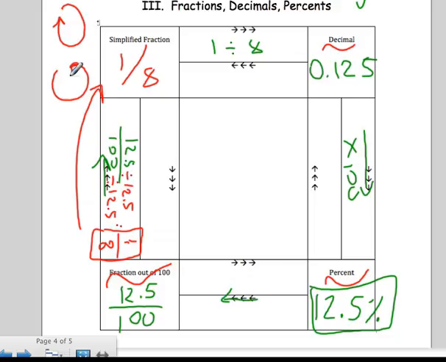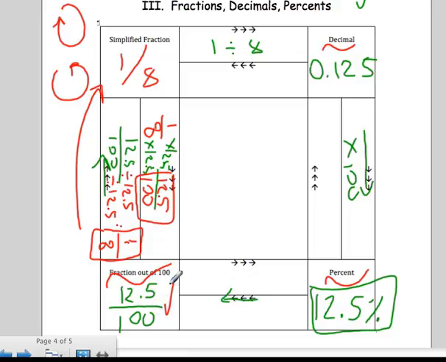1/8 to go to a fraction out of 100, just the same idea but backwards. You need to multiply times something to get it over 100. That thing would have been 12.5. 8 times 12.5 is 100. 1 times 12.5 is 12.5 over 100, which is how we got here.